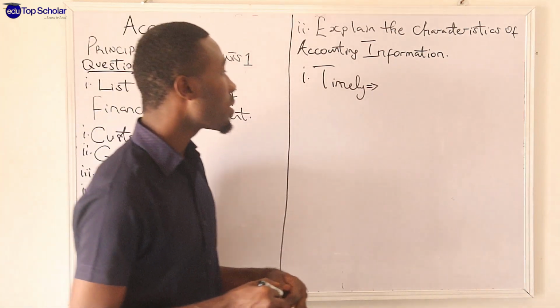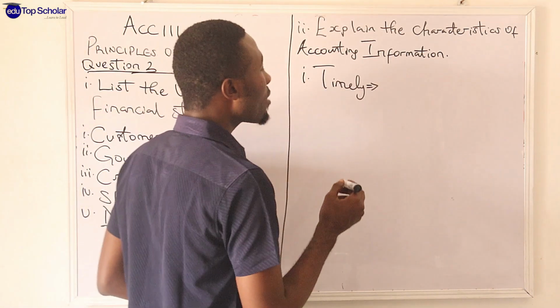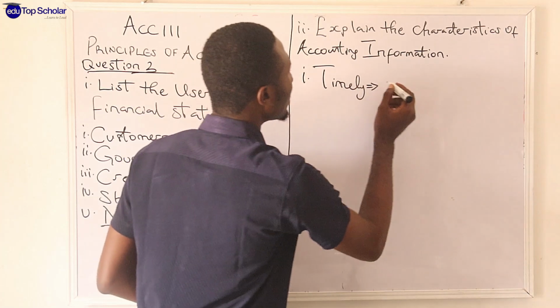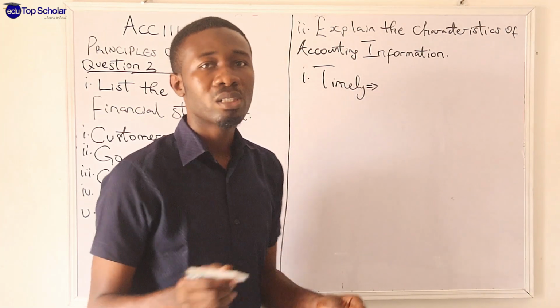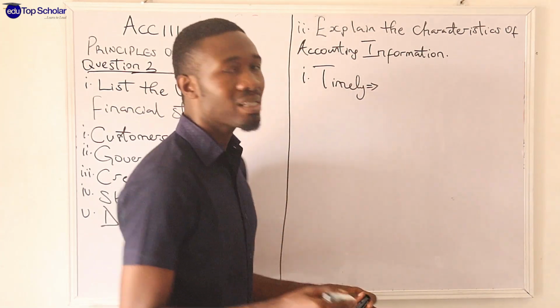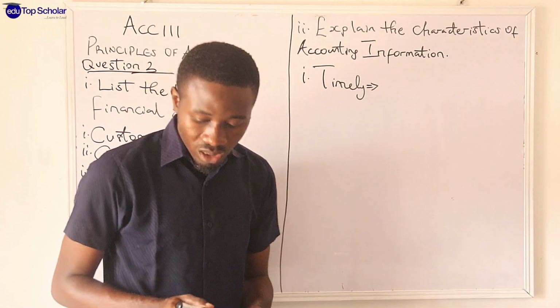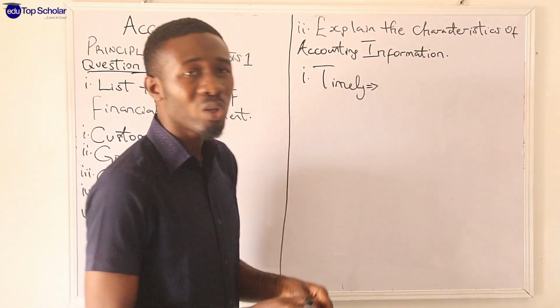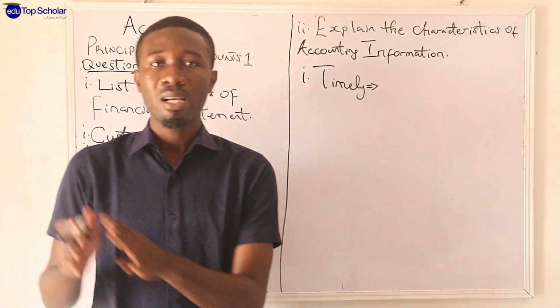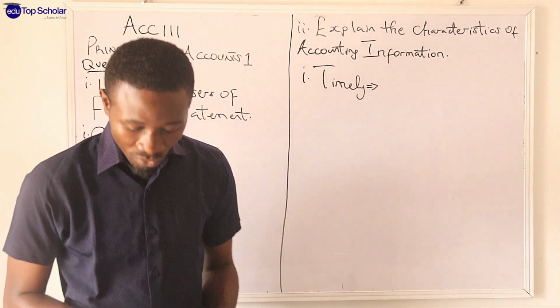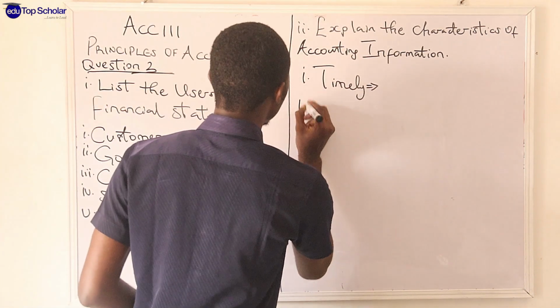So it must be timely. And that is why, when you are preparing final accounts, you see for the year ended, for the month, or as at a particular date. So it must be timely. Date must be attached to it. It must cover specific periods. So the next one is that it must be accurate.